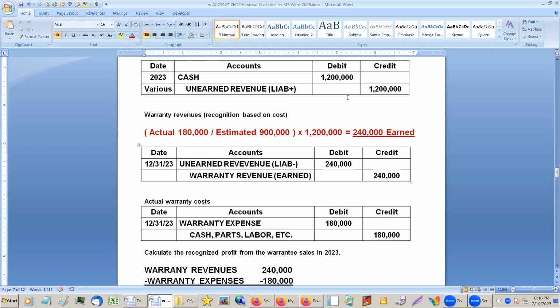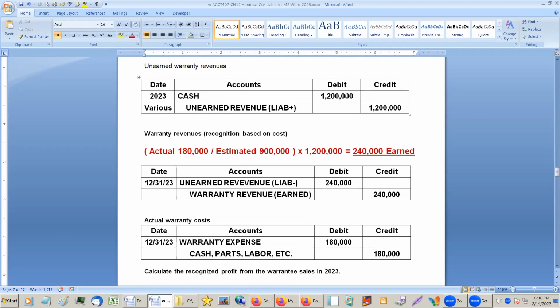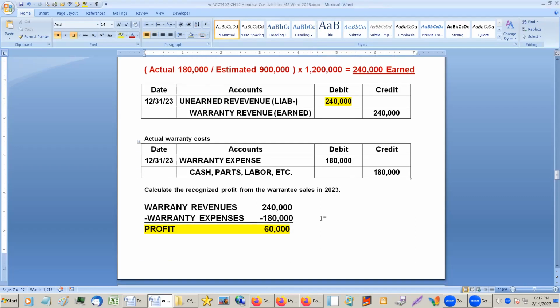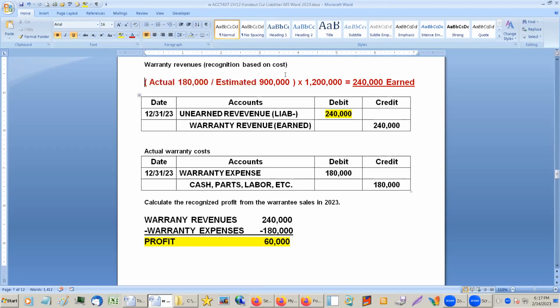And we still have warranty unearned revenue on the books at, I don't know, whatever this might be, 1.2 million, minus the 240, whatever that is. Is that 960? So we still have a liability on the books. Yep, you're actually right, Matt. And again, this is kind of like what you had in your other classes. It's just they make you kind of jump through this hoop of figuring out basically what percentage of it have you earned.